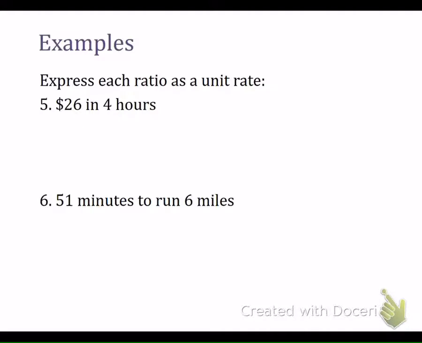$26 in 4 hours. We want to write this as a unit rate. So first write it as a ratio. So you'd have $26 over 4 hours. Divide 26 by 4. It does not divide evenly. When you type it into the calculator, you actually get 6.5. When we are talking about money, don't ever leave it as 6.5. Okay? You need a dollar sign. You need a 0 at the end.